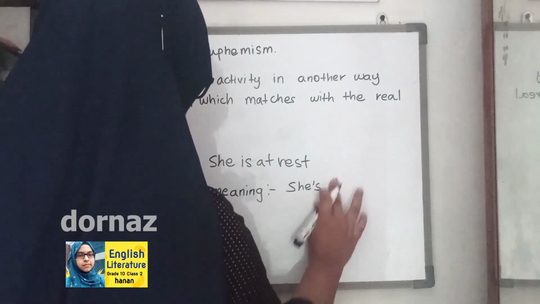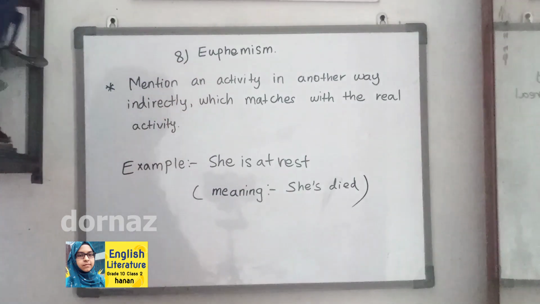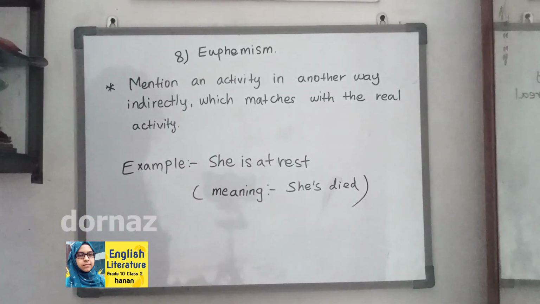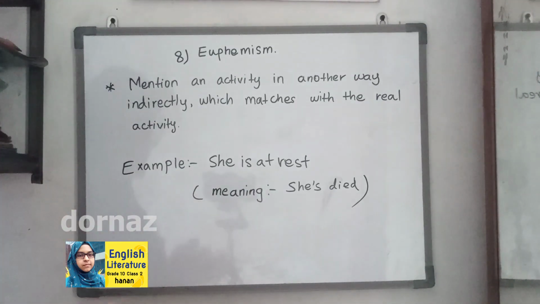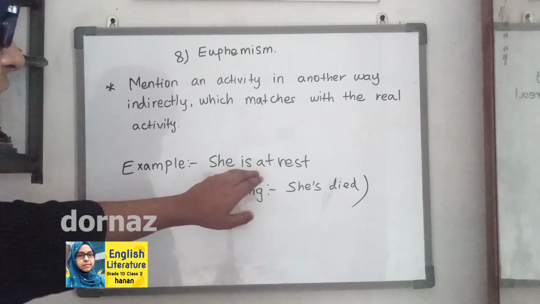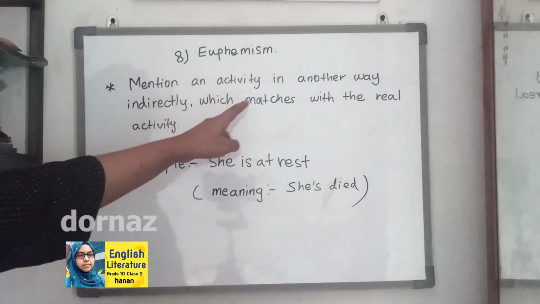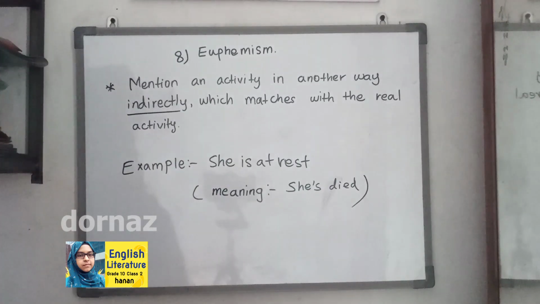She is at rest. It mentions an activity in another way, indirectly. We are telling that she is dead in an indirect manner, she is at rest. But it matches with that. In sleeping also, we will be like that, we are at rest. So, she is at rest, she is dead. It indirectly tells that she is dead. Mention an activity in another way, indirectly, which matches with the real activity. She is at rest. She is dead.